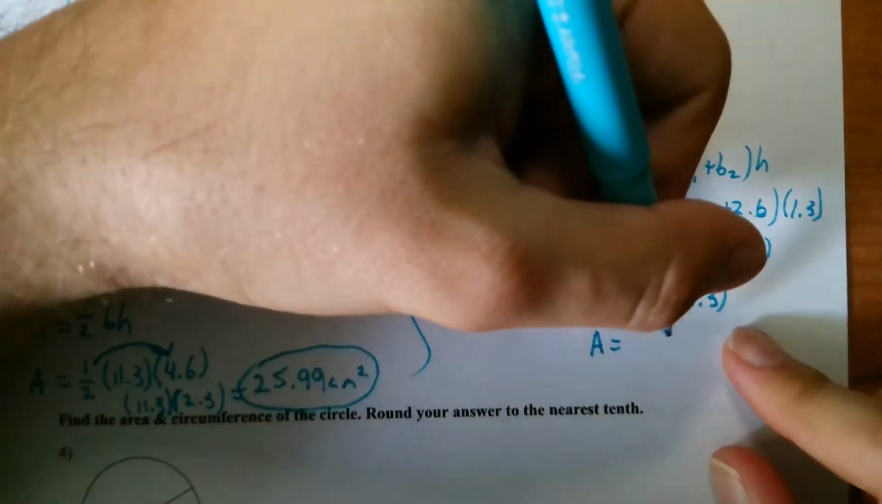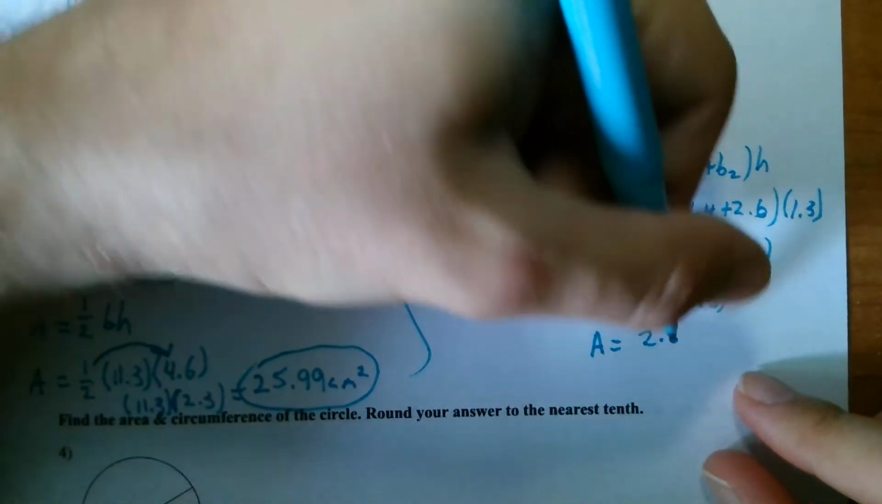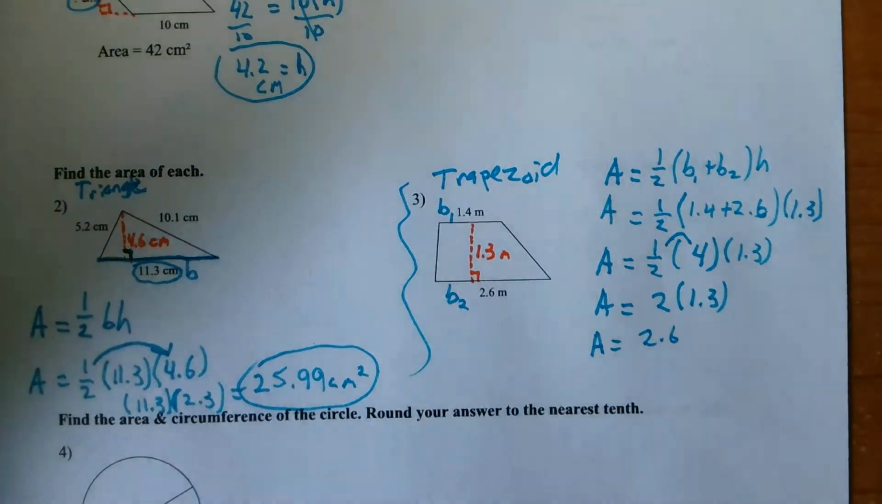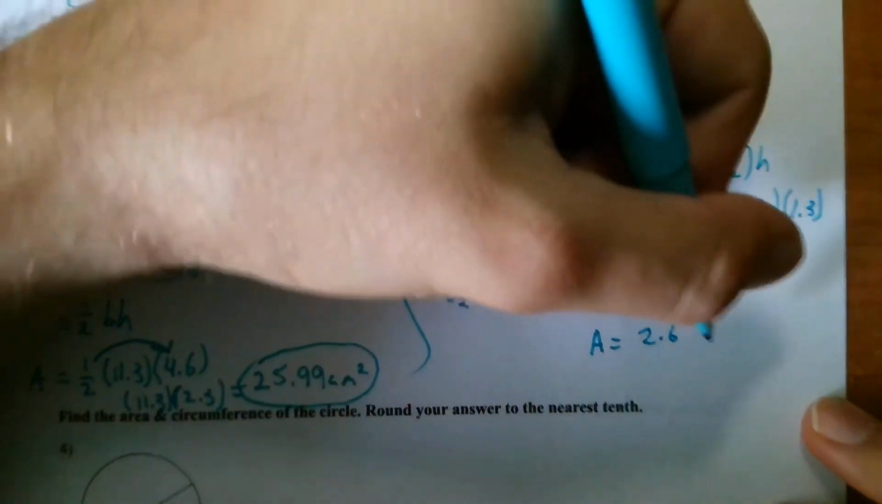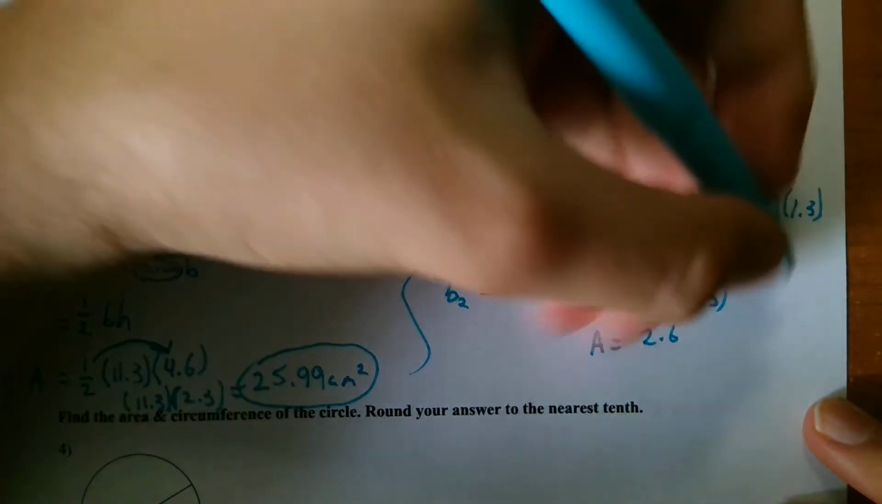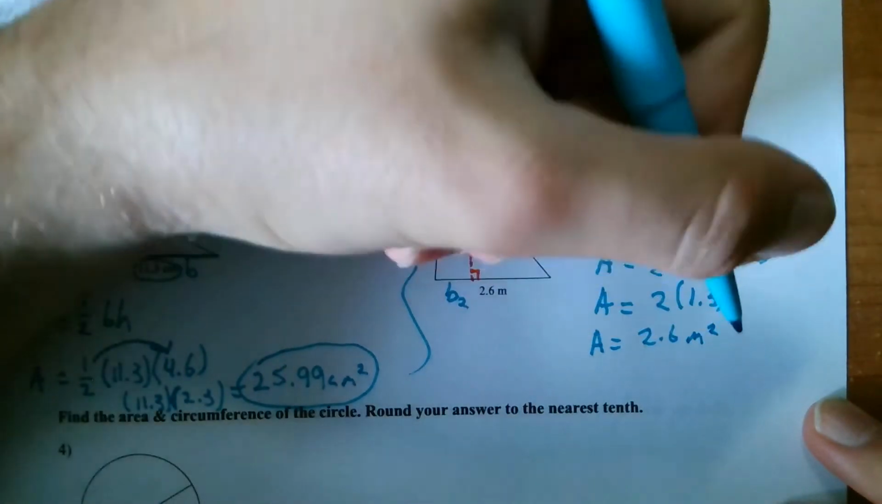And then the area for that, 2 times 1.3, is just 2.6. And then the measurements were all in meters, so our final answer should be meters squared.